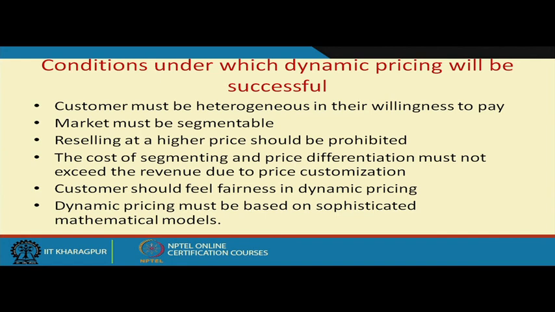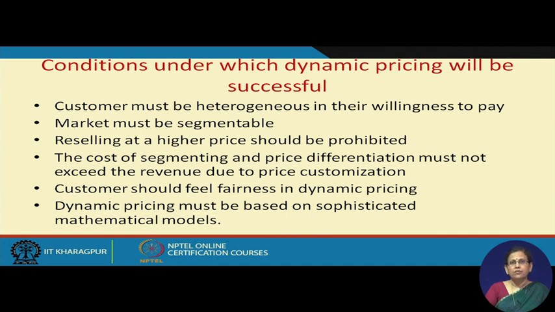Then the third one is that reselling at a higher price should be prohibited, which means if a student buys a railway ticket at a cheaper price, he should not be going and selling it at a higher price. It should be prohibited. Or you are getting an airline ticket, you booked your ticket very early and you have got a very good deal. It is not that when the prices are actually very high, you can sell it to somebody else. So, that should be prohibited.